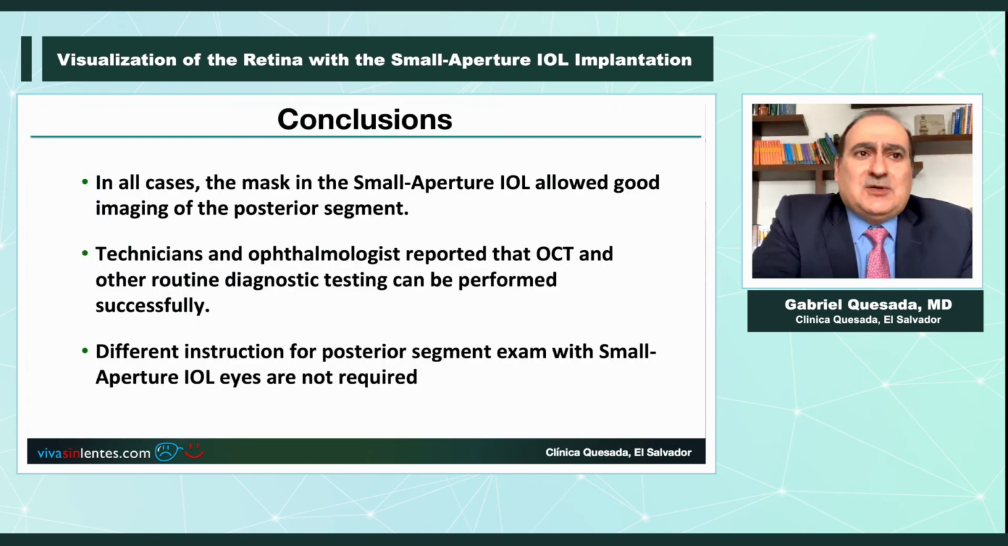So in conclusion, we can say that in all cases, the mask in the small aperture IOL allowed good imaging of the posterior segment. Technicians and ophthalmologists reported that OCT and other routine diagnostic testing can be performed successfully, and different instructions for posterior segment exam with a small aperture IOL are not required.